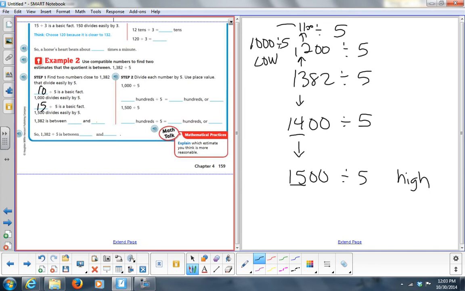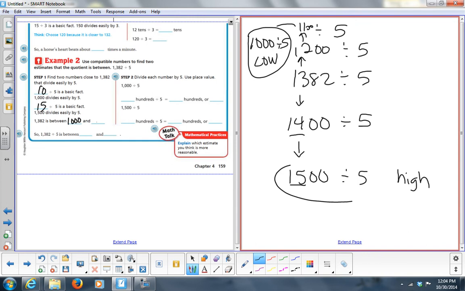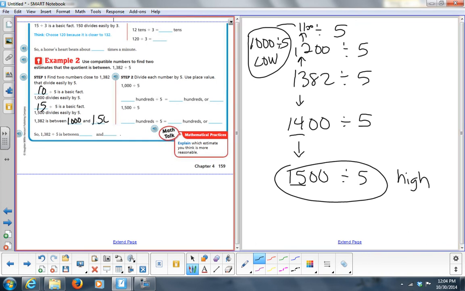So then, 1,382 is between which two numbers? 1,000 and 1,500. Not 15,000, 1,500. So it is between 1,000, my low number, right here, yes, and my high number. Okay. Everybody understand that? Yes. Just like before. Get a high number, get a low number.